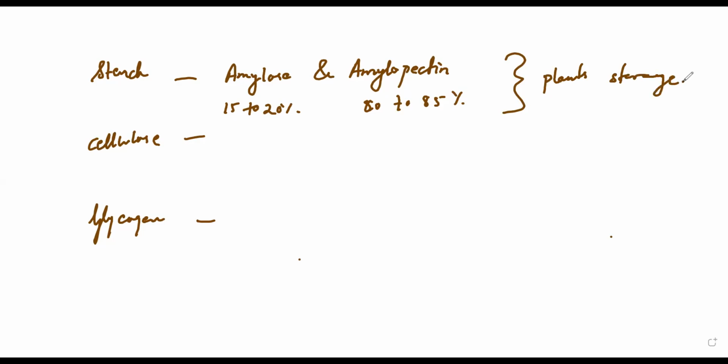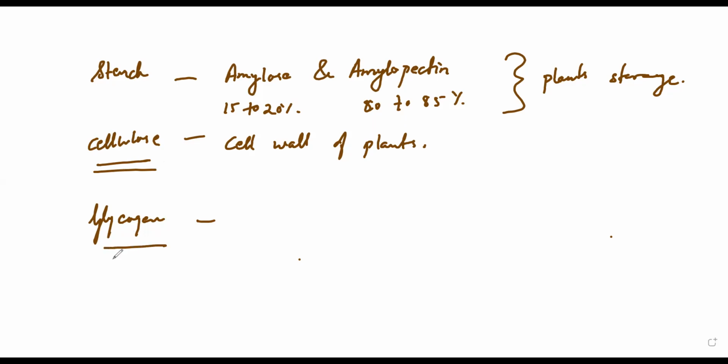Whereas the cellulose, this is present mainly where? In the cell wall of the plants. The cellulose is not easily digested by human beings because we don't have that particular enzyme, cellulase, by which the cellulose can be digested. Hence, it's not easily digested in humans or animals.